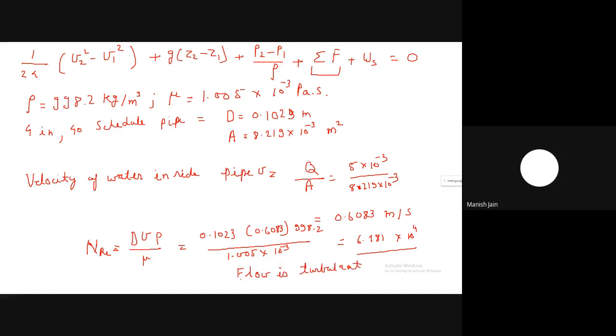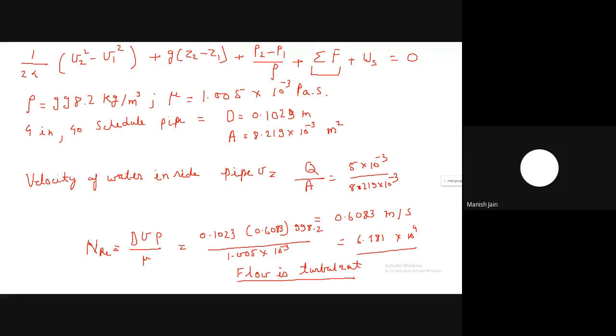Why do you have to calculate that? Because you first have to calculate the major loss. Major loss is the skin friction loss, and if the flow is turbulent, then you have to calculate the value of the friction factor based on the Moody chart. If it is the laminar region, then you can directly use the Poiseuille friction factor. So that's why you first have to calculate in which region it is coming. And it is coming in the turbulent region.